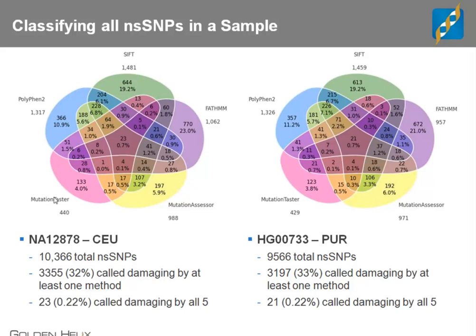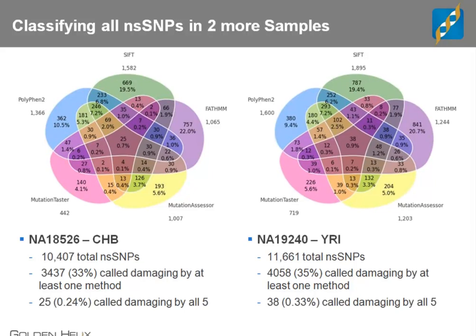And lastly, Mutation Taster always tends to be the most conservative. It always has the fewest number of mutations that it considers to be damaging. We can look at two more samples from different parts of the world. We see really identical patterns going on over here.